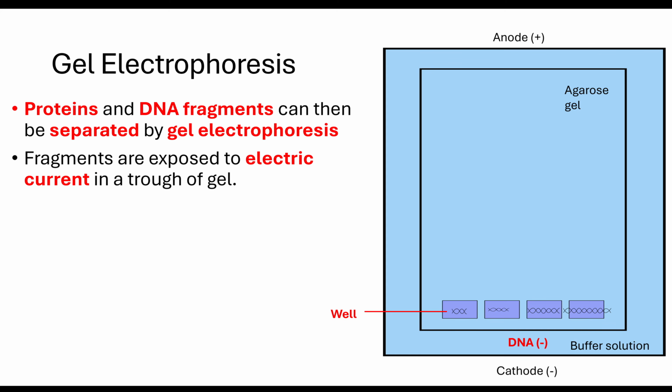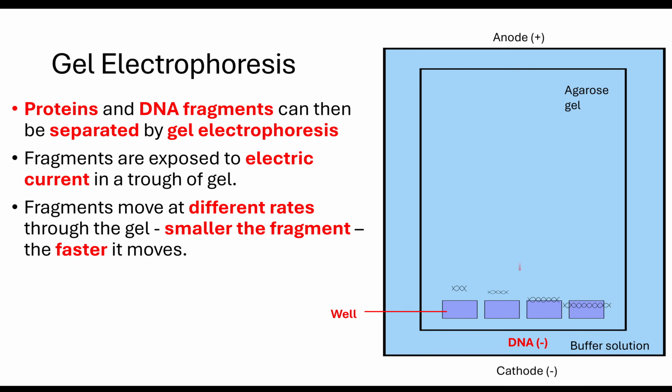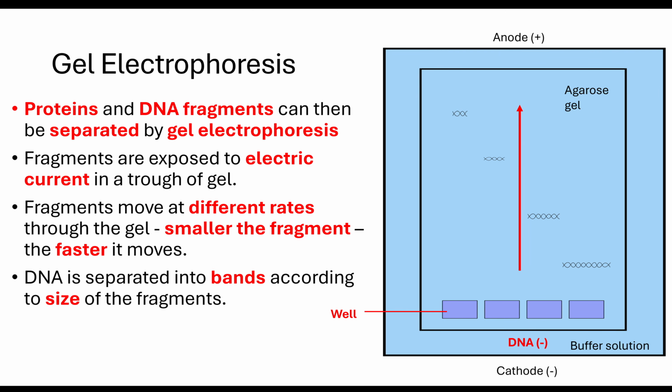And we need to remember that our DNA is negatively charged. So we need to make sure that we place the wells with the DNA samples at the side where the cathode is going to go. Because what's going to happen is those fragments are going to be repelled from the cathode and they are going to move towards the anode, and they will move at different rates through the gel. The smaller the fragment, the faster it will move. And what will happen is our DNA will separate into bands according to the size of the fragments.